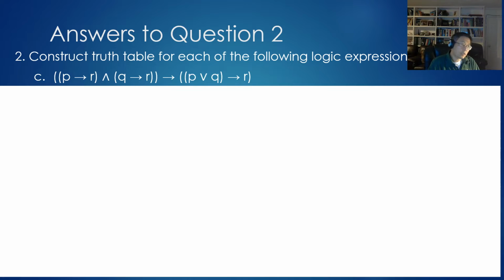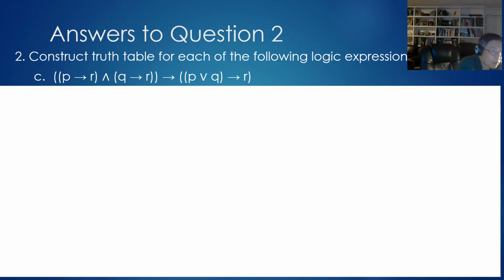Okay, so here's question 2. Question 2 is about the truth table. Construct a truth table for each of the following logic expressions. I pick C. In this case, in order to build the truth table, you first need to figure out what the input values are, and then choose all the possible values for each input variable. Then build a table from there.